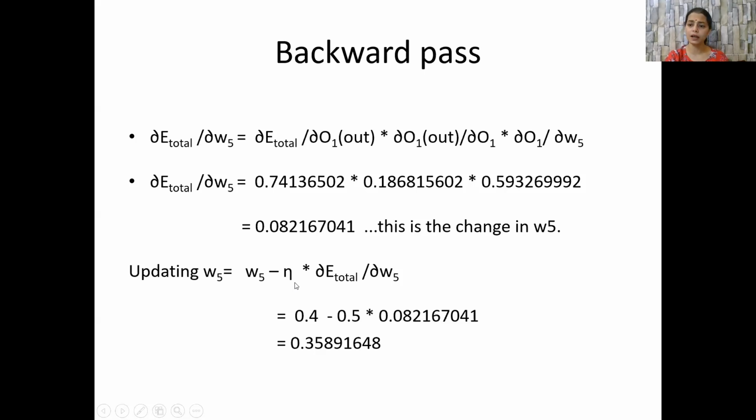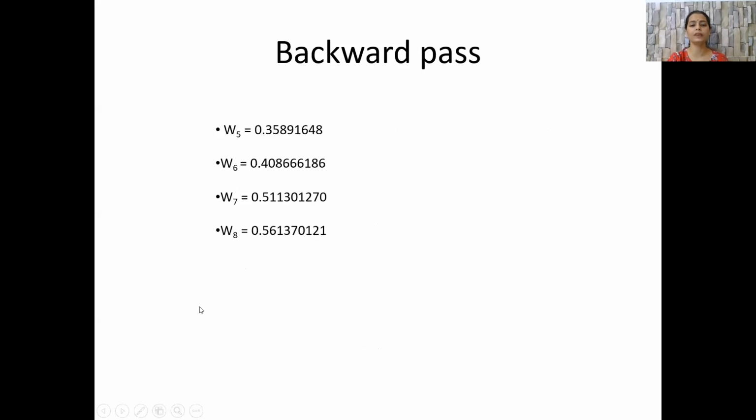And this parameter eta can have any value between 0 and 1. In this case, let us assume that we have been given a learning rate eta of 0.5. Substituting that value here, and the value of dE total by dW5, the partial derivative that we have already found, 0.08216, the updated value of W5 can then be calculated as 0.35891648.